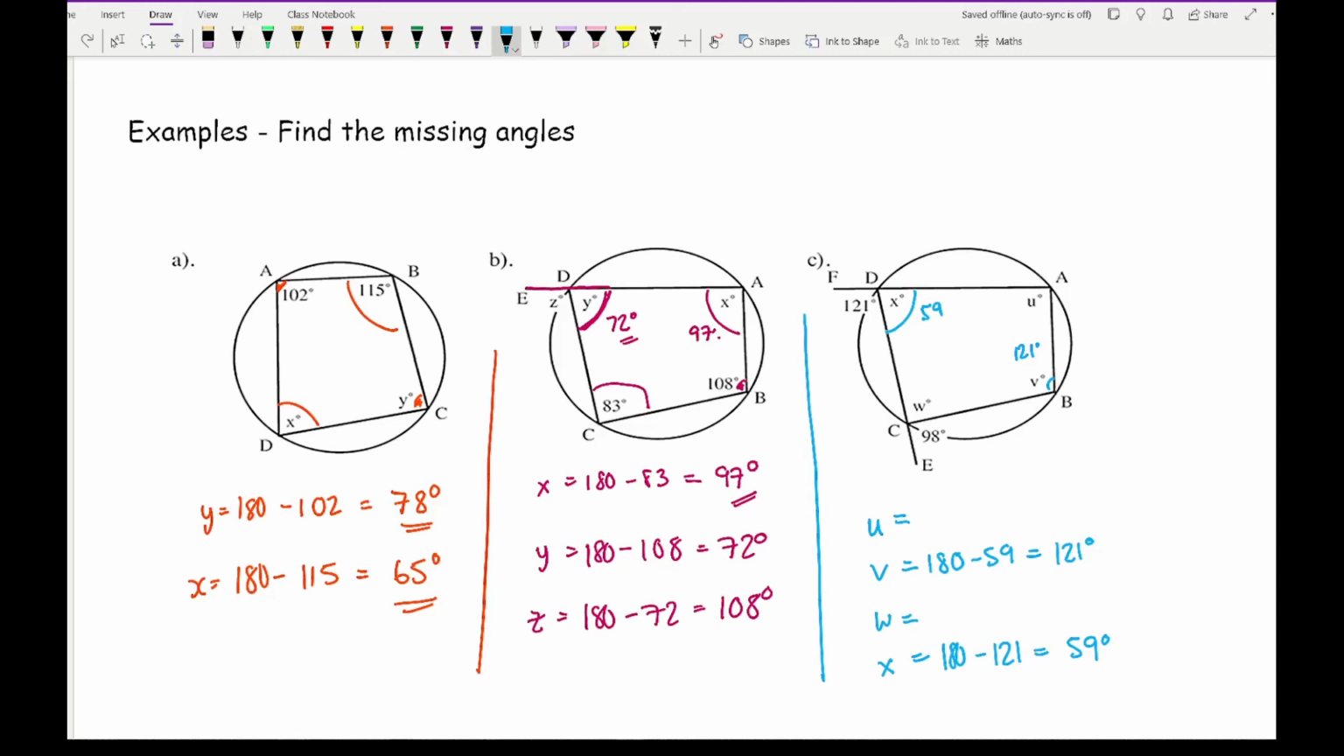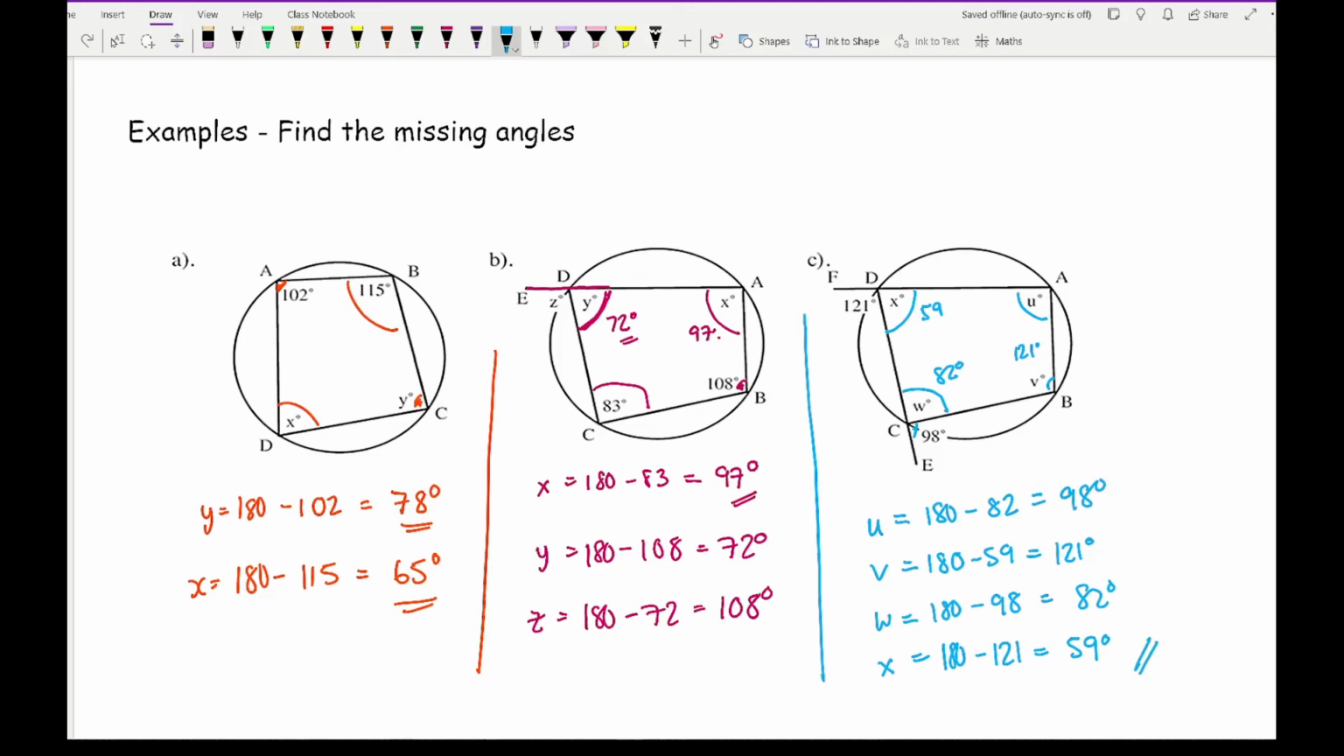So again, going back to the question, working out angle W, angle W is on a straight line with 98. So I'm just going to do 180 take away 98, which gives me an answer of 82 degrees. So this is 82. And then to work out what angle U is, that's going to be 180 minus 82, which is going to give me an answer of 98 degrees. And there are my four angles.